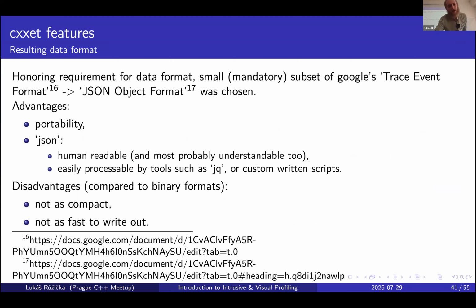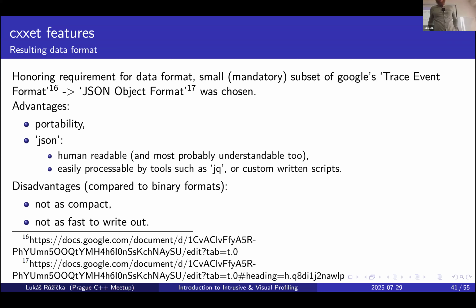I have it on the next slide, I guess. And yeah, the format is called trace event format. You have the bookmarks down there, linked to a Google document. There is the specification of the format, and there are two variations, and I have chosen the second one, which is called JSON object format.